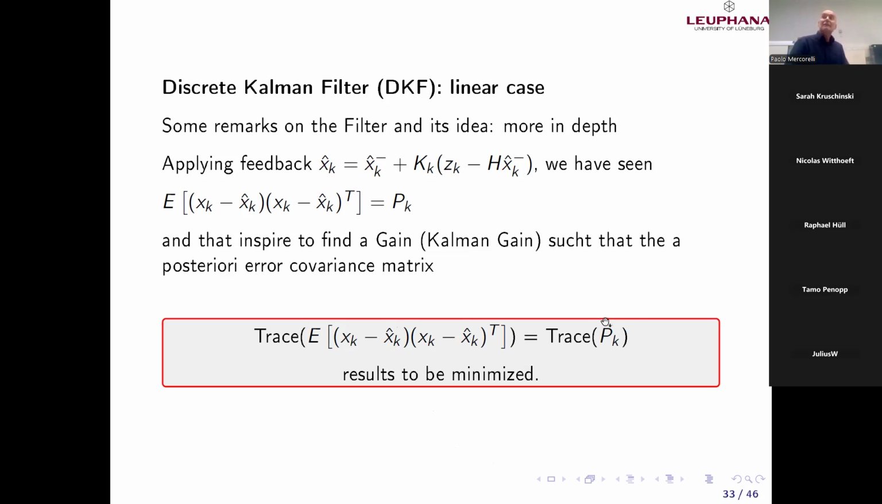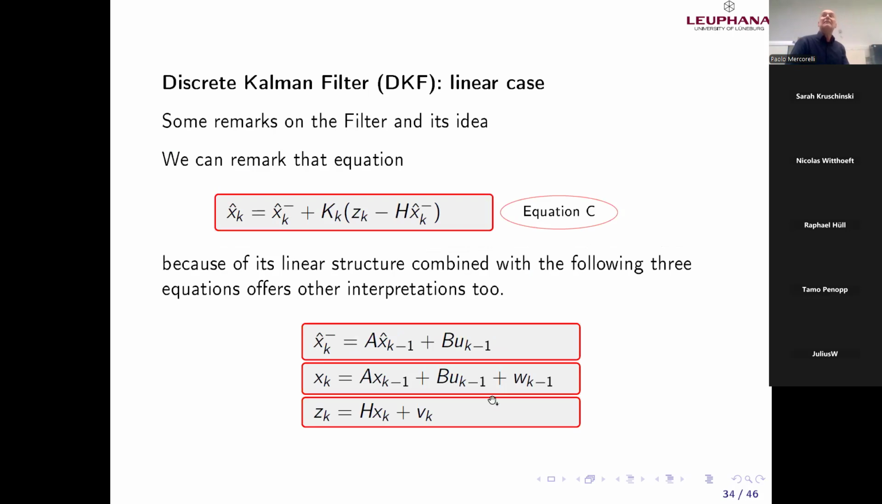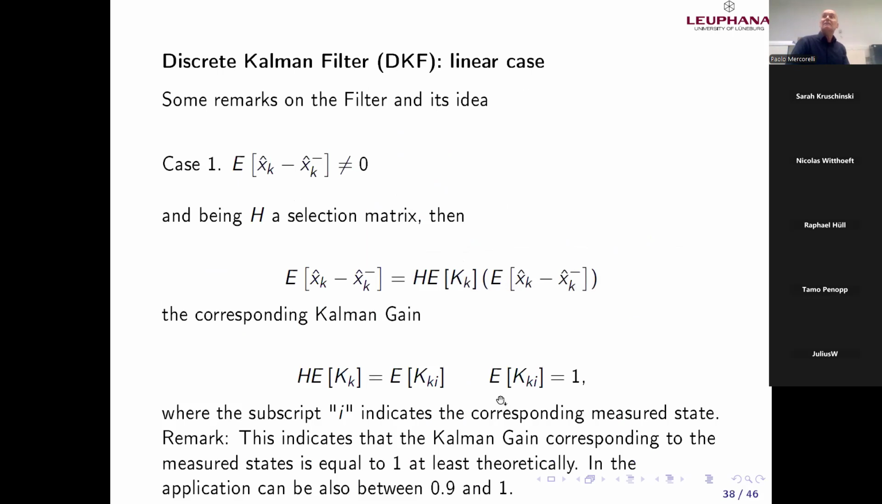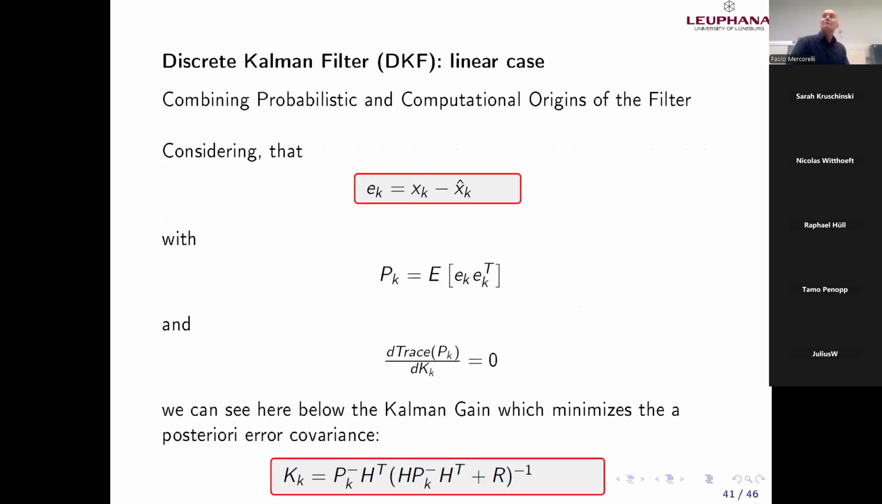and then I consider the trace of Pk. What is the trace of Pk? In a matrix, the trace is the sum of the diagonal elements. If I do the minimization of this trace of Pk with respect to Kk, we will see some interesting results. Let me go ahead. Here, we can see that I try to minimize the trace of Pk with respect to Kk.